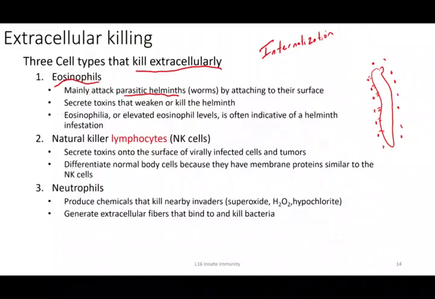So one thing that we can also see, those toxins and those digestive enzymes that are released can then weaken or kill that actual worm. And so eosinophils are not the most abundant type of cell. And so if we do have an infection from one of these helminths, one thing that we see is an increase in the number of eosinophils because they're needed to fight the specific infections. So eosinophilia, or elevated eosinophil levels, is one sign of actual helminth infection.